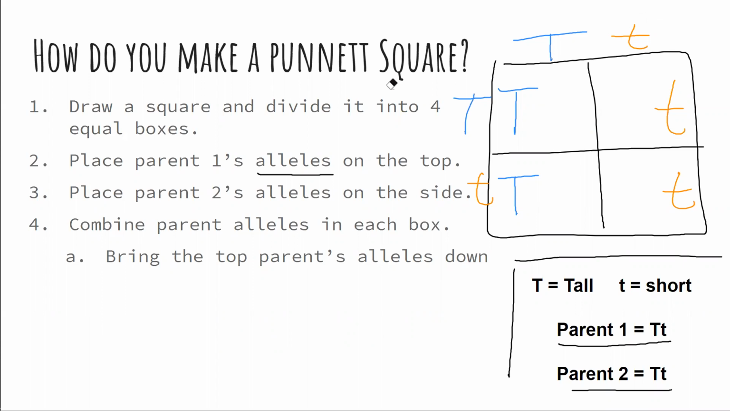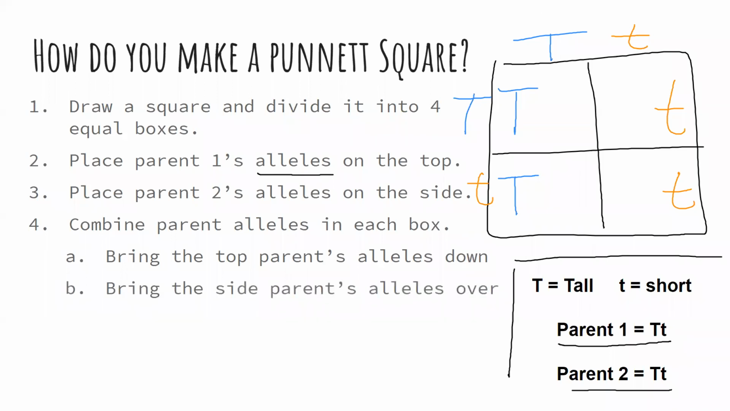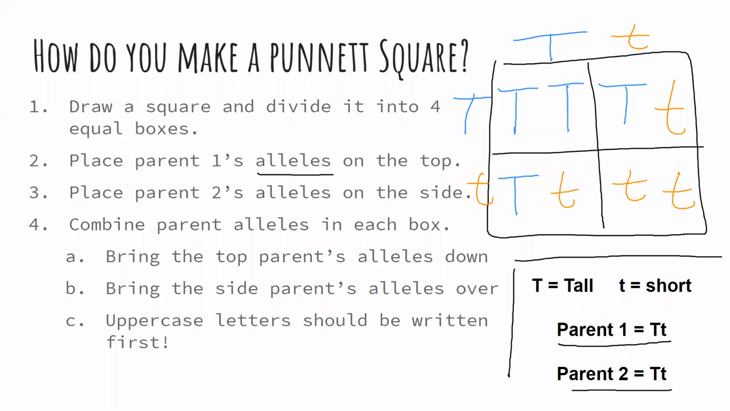So you bring your first parent's alleles down. You bring your side parent's alleles over. So I bring my capital T, and then I bring my lowercase t, lowercase t. And there, I have now completed my Punnett square. Remember, your uppercase letters, your capital letters, must be written first.